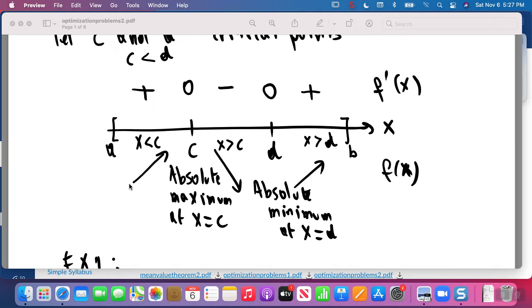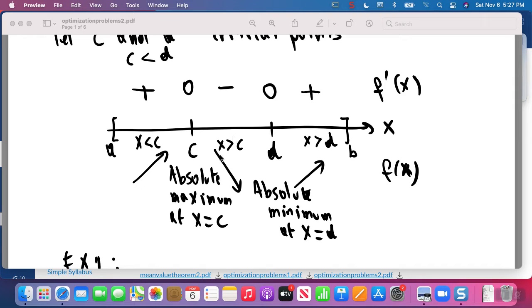Again, because the function is increasing on a to c and then starts decreasing on c to d, that will make x equals c the absolute maximum. So we will say f of c is the absolute maximum value of the function, which is a little bit different than what we studied in section 2. In section 2, we're only looking at local maximum, local minimum. Here, those maximum values are absolute maximum.